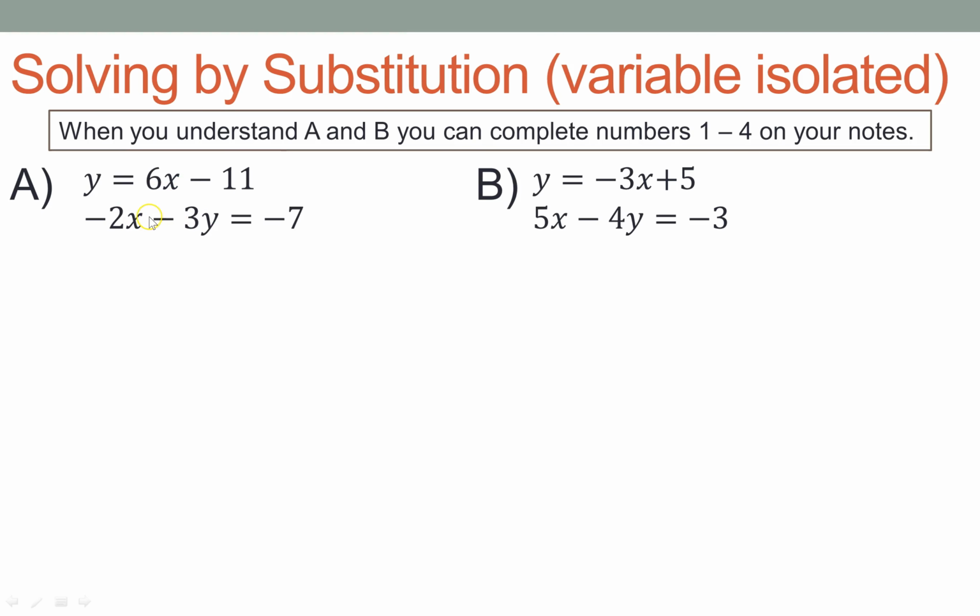So let's take a look at A. For A, I already see that one of the variables is isolated. The first equation says y equals 6x minus 11. And the second equation is negative 2x minus 3y equals negative 7. But you see in the first equation, it already says what y is equal to. So I can take the 6x minus 11 and I can substitute it directly into the second equation.